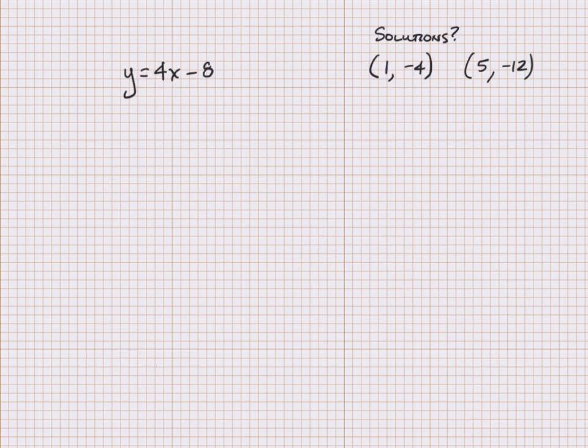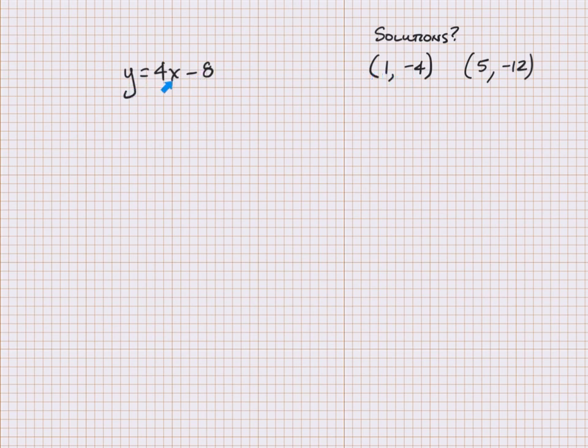All right, our last little bit here. So here's a new equation. I've got Y equals 4X minus 8. And we want to know, is this ordered pair a solution, and is this ordered pair a solution? So we'll just check them each individually. And the way we do that is, remember, this is my X coordinate, this is my Y coordinate, so (1, -4). I just plug these in for X and Y.